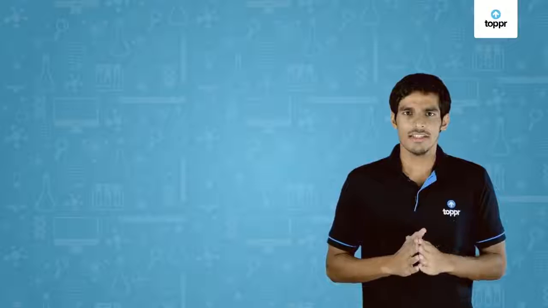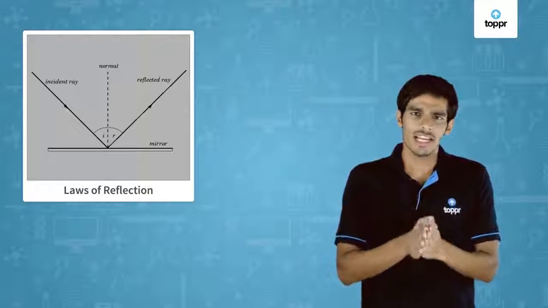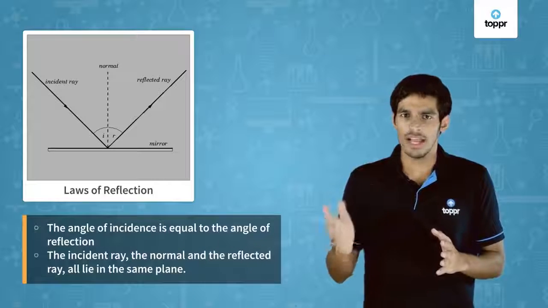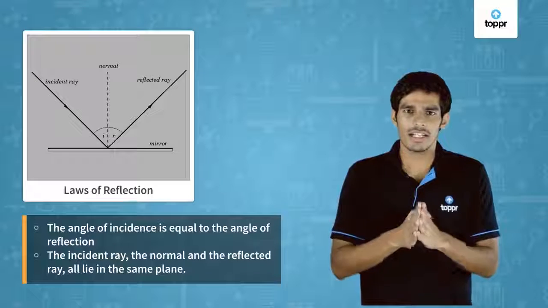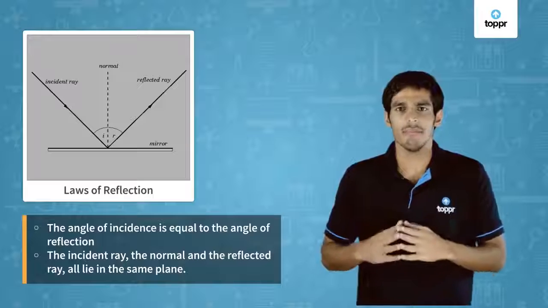From our previous classes, we are familiar with the laws of reflection, but still, let us recap them once again. The angle of incidence is equal to the angle of reflection, and the incident ray, the normal at the point of incidence, and reflected ray all lie in the same plane.